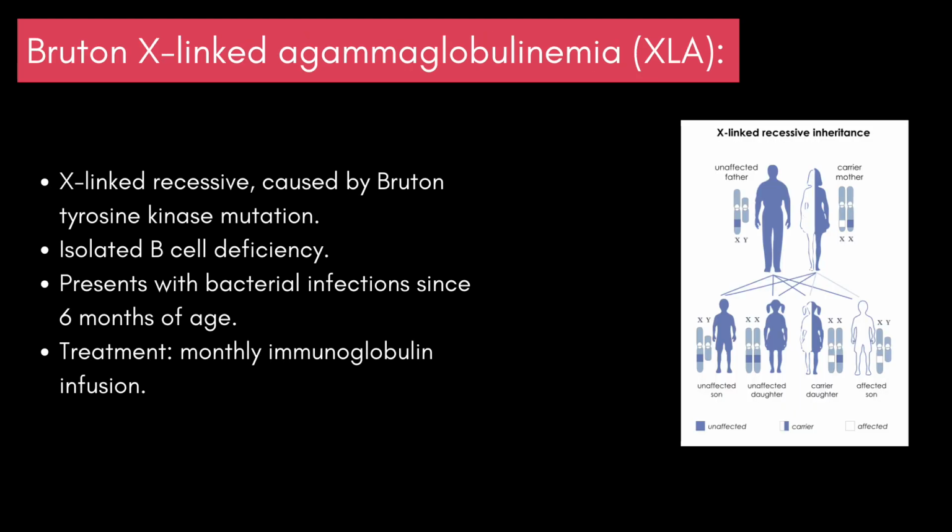Next, let's take a look at Bruton X-linked agammaglobulinemia, also known as XLA, usually X-linked recessive, caused by Bruton tyrosine kinase mutation. Isolated B-cell deficiency, presents with bacterial infections since 6 months of age. Treatment, monthly immunoglobulin infusion. Moving on.